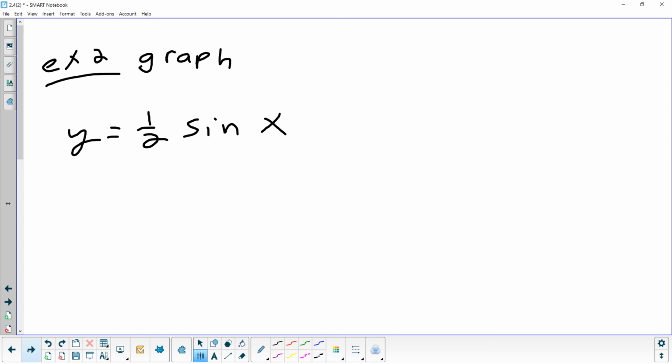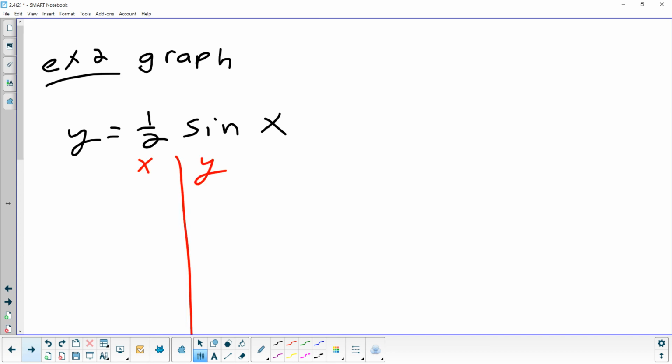All right, so how about Olivia? Can you tell me what kind of transformation that is? A phase shift or an amplitude change? An amplitude change. And what makes it an amplitude change? The 1/2 in front of the sine. And what operation are we doing? Multiplying by a number in front. Okay, so that's an amplitude change.